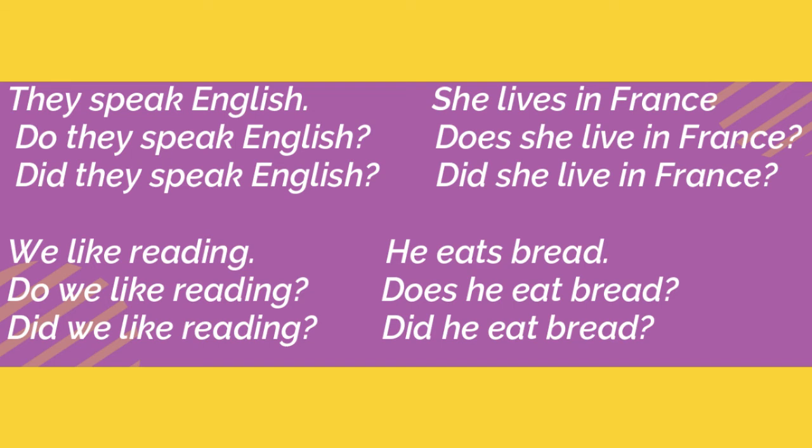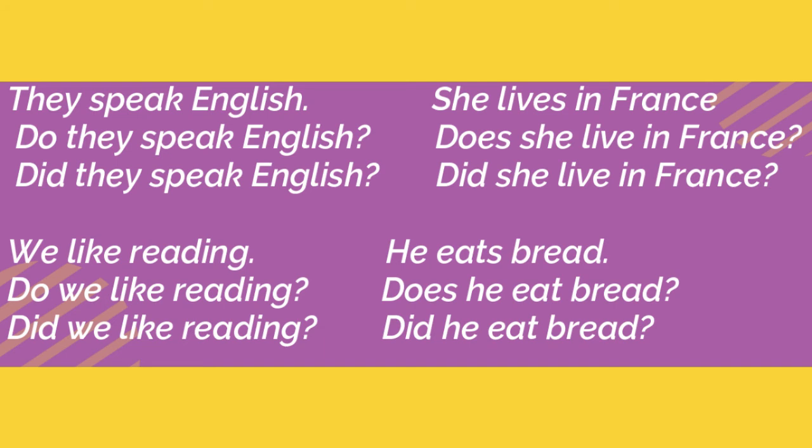She lives in France. If I want to make a question, I would say, does she live in France? I'm using does because the subject is she. So if I make the question in the past tense, I would say, did she live in France? We like reading. If I want to make a question, I would say, do we like reading? I'm using do because the subject is we. So if I make the question in the past tense, I would say, did we like reading?